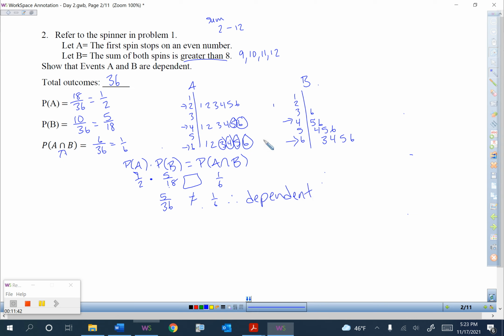Let's go talk about why, in terms of our original. It says the first one has to spin an even number. As soon as you spin an even number, 3 is gone, 1 is gone, 5 is gone, that changes the probability of B happening. It's less likely. So these are dependent. It doesn't have to be less likely. It doesn't have to be more likely. It just has to change the probability. Okay?